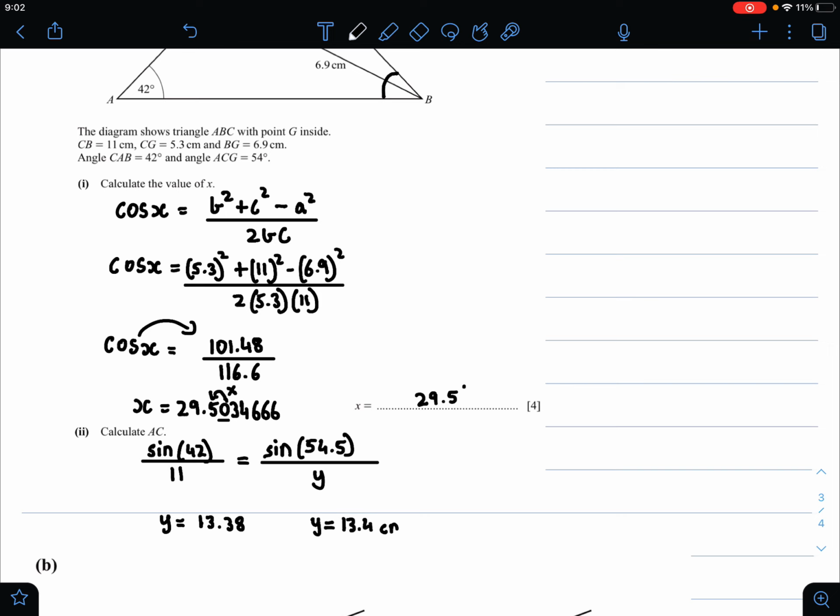the 13.4 centimeters, it is very important to write the unit. So 13.4, because the fourth significant figure, which is 8, is greater than or equal to 5, so it rounds off the third significant figure to the next number. Therefore this will be your final answer for part A2. Now let's move on to part B.